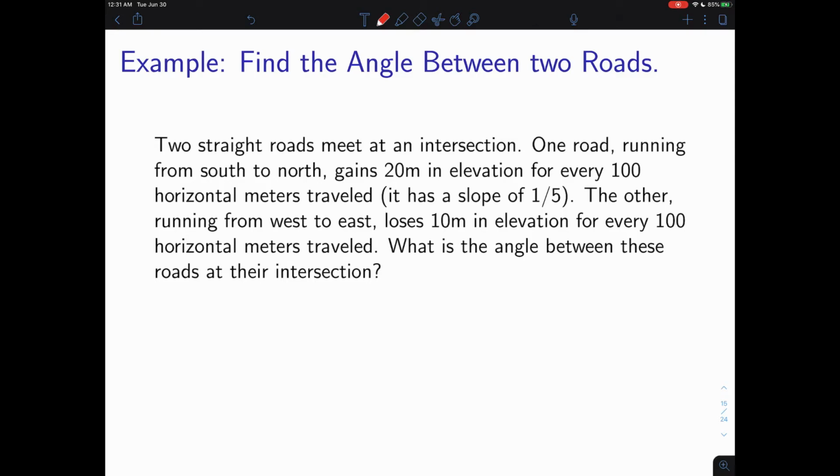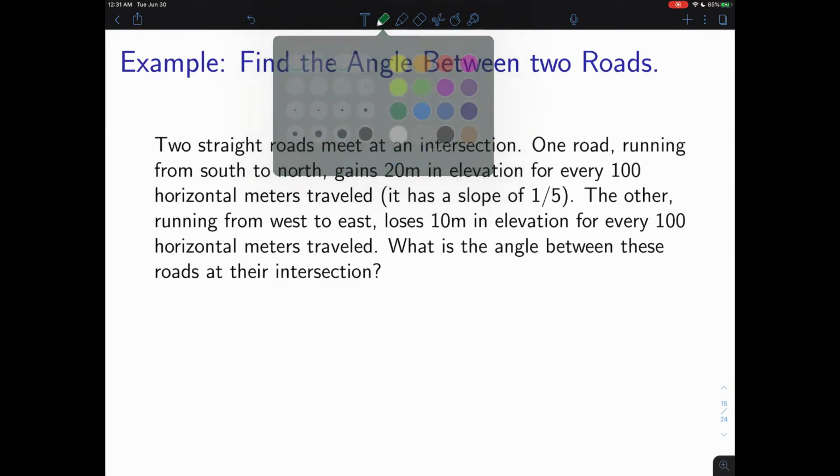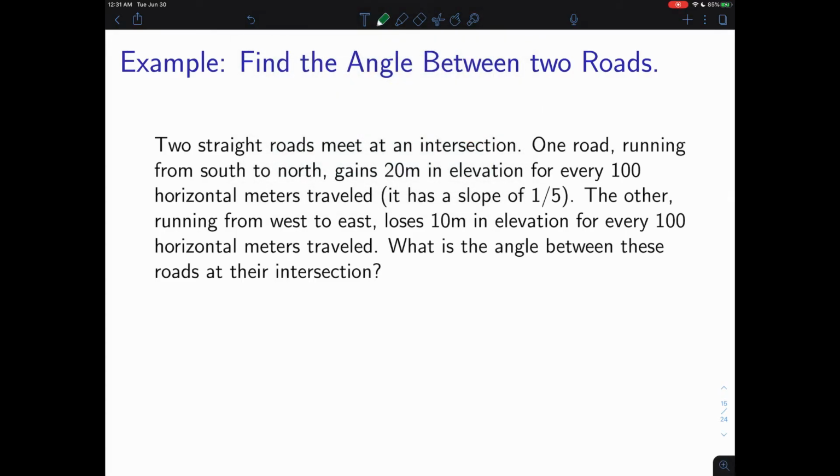All right. Let's try an example. Two straight roads meet at an intersection. The road running south to north gains 20 meters in elevation for every 100 horizontal meters traveled. It has a slope of 1/5. That's a 20% grade. That's steep. The other, running from west to east, loses 10 meters in elevation for every 100 horizontal meters traveled. So, a downgrade of 10%. What's the angle between these roads? All right, let's see if we can figure this out.